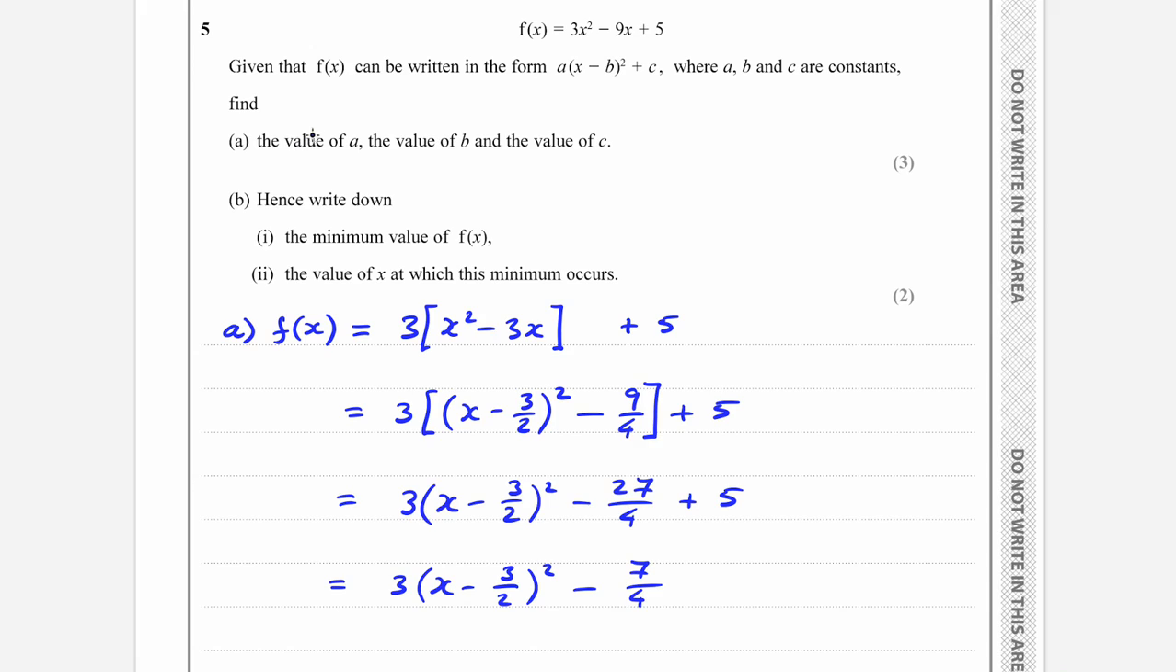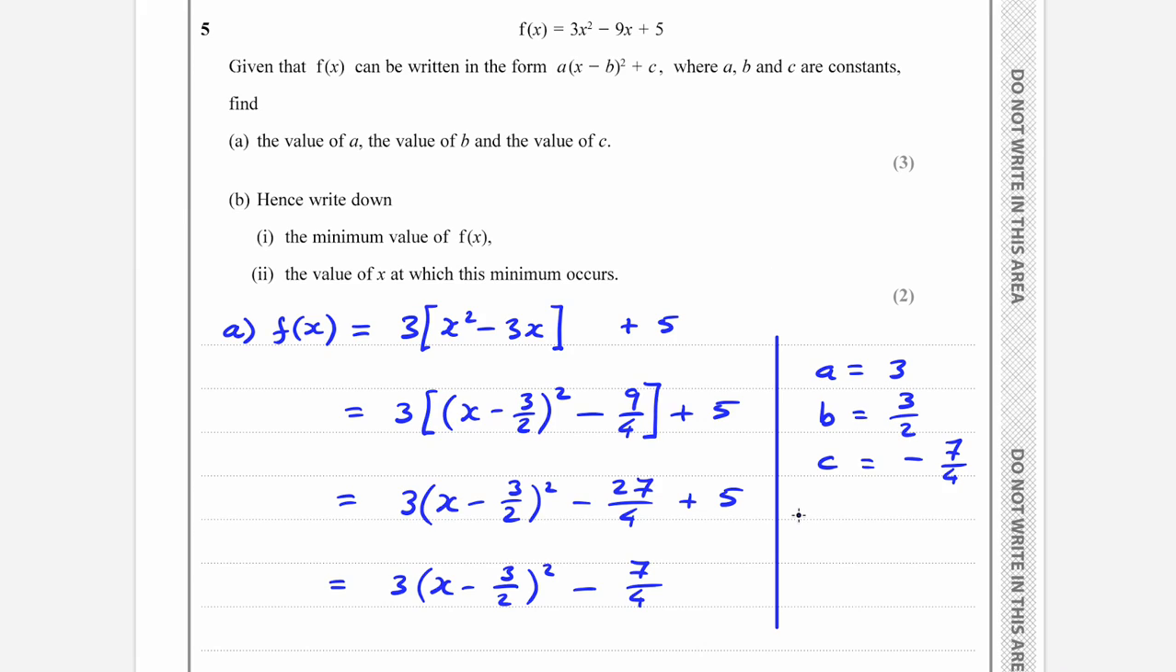So find the values of a, b, and c. Well, a, let's just do it over here, guys. He does want you to say what each of them are. A is equal to 3. B is equal to, be careful, 3/2, because it's in the form minus b. And then C is equal to negative 7/4, because it's plus c. Okay, then he says, write down the minimum value of f of x. The minimum value, guys, is this c value.